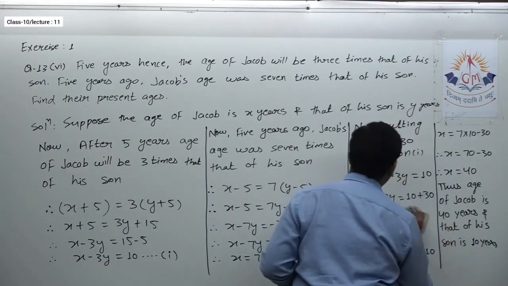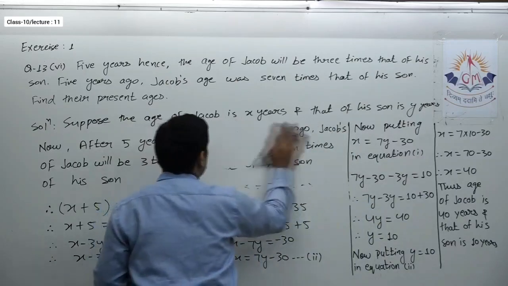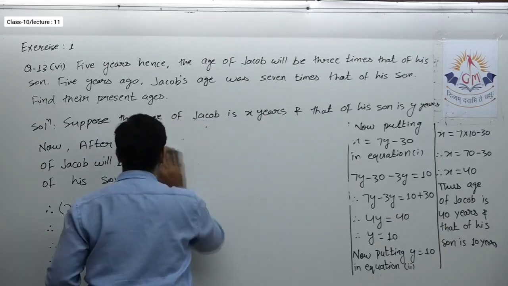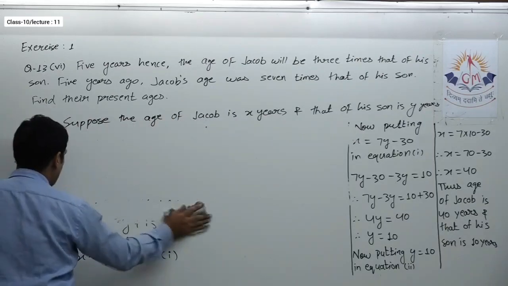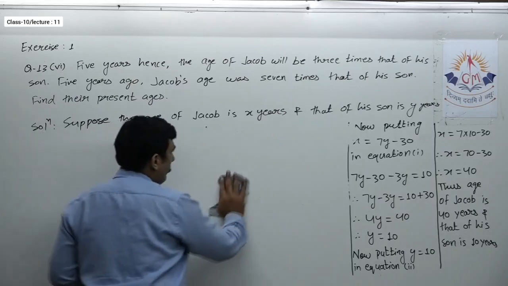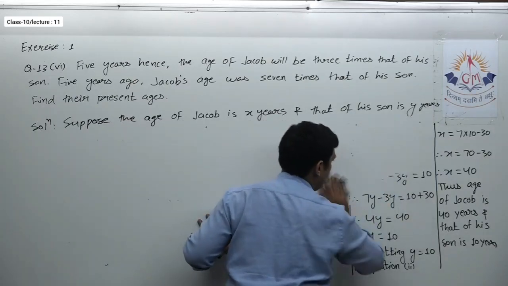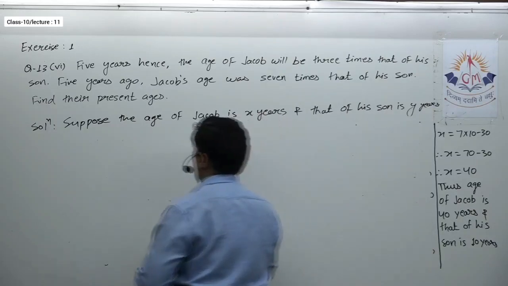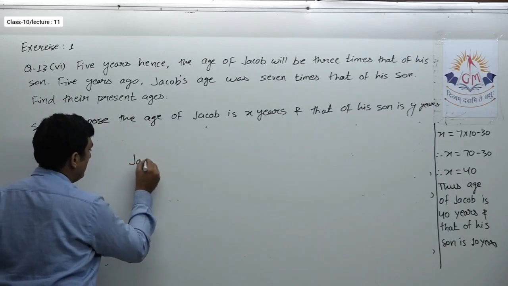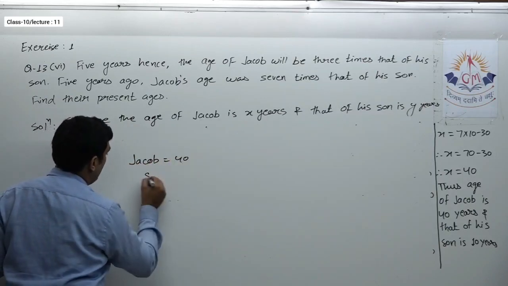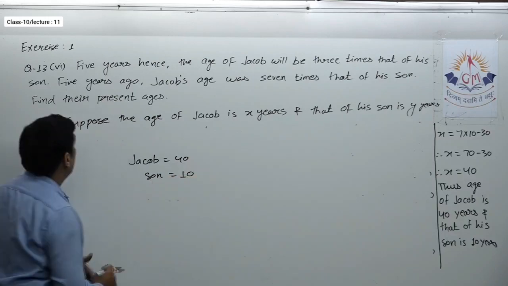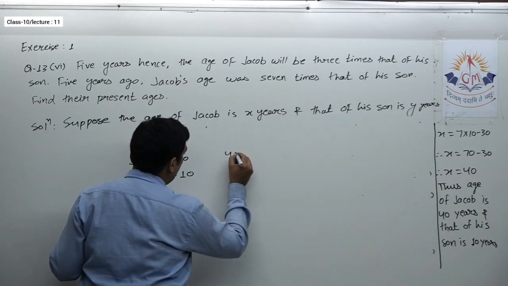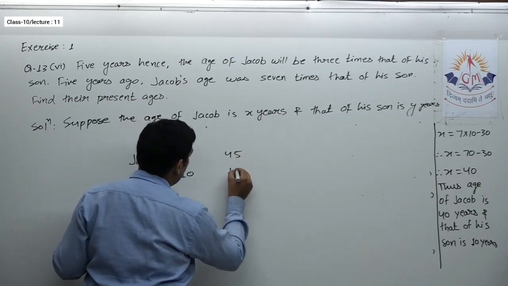See, here we got the present age of Jacob is 40, isn't it? And the present age of his son is 10. Now we'll verify our result with the given statements. Present age of Jacob is 40 and son is 10. Now see, 5 years hence, that means after 5 years, Jacob will be 45 and the son will be 15.